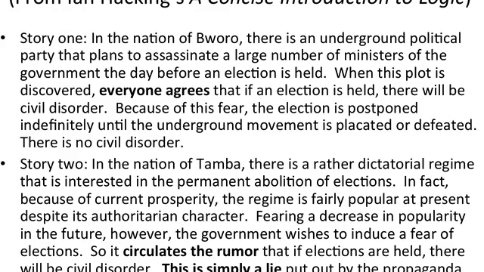When this plot is discovered, everyone agrees that if an election is held, there will be civil disorder, right? So there is no election. An election is held is false. So let me go ahead and mark this up for us. It's false that an election is held. It's false that there is civil disorder, right? But everybody agrees, so it's true that if an election is held, there will be civil disorder.